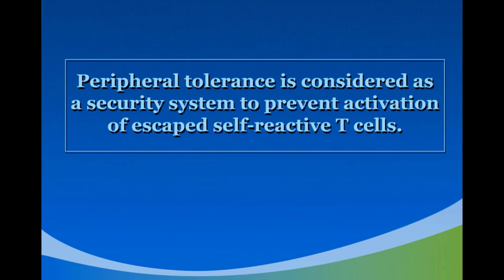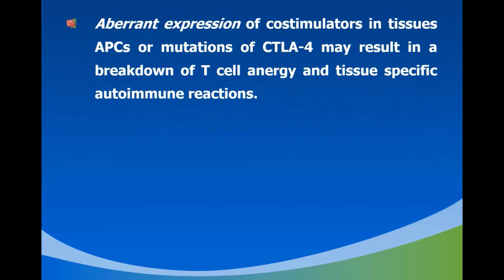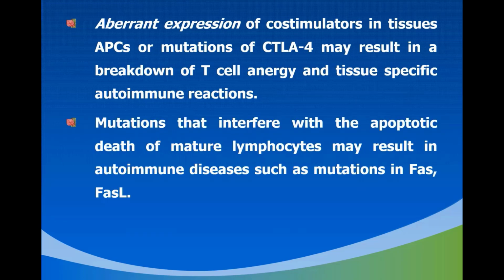Breakdown of peripheral tolerance. Peripheral tolerance is considered a security system to prevent activation of escaped self-reactive T cells. Failure of peripheral tolerance may be due to aberrant expression of co-stimulators in tissue antigen-presenting cells, or mutation of CTLA4, which may result in breakdown of T cell anergy and a tissue-specific autoimmune reaction.